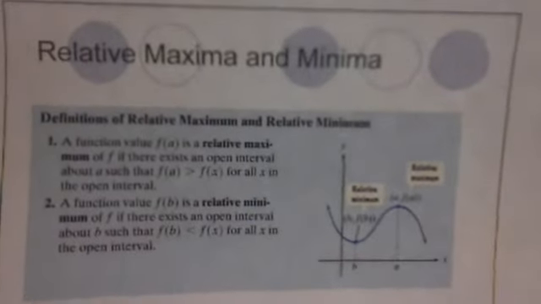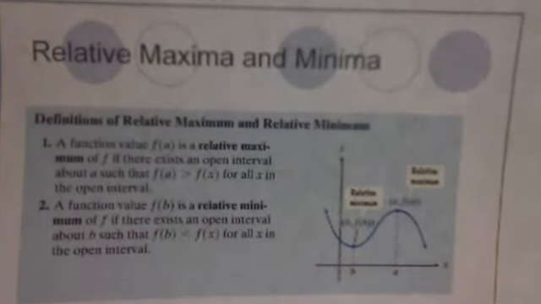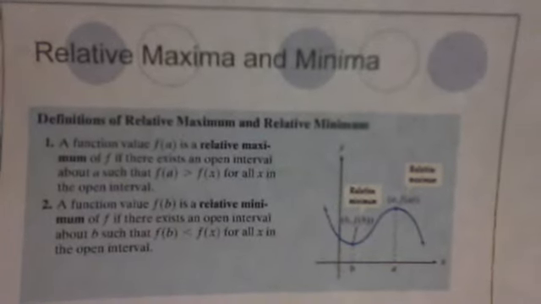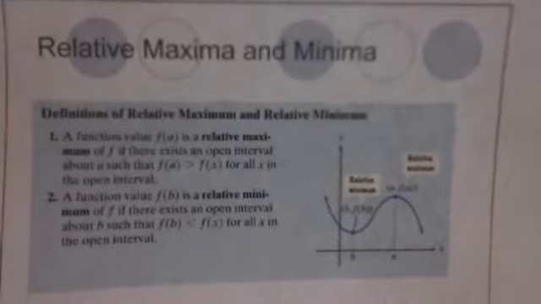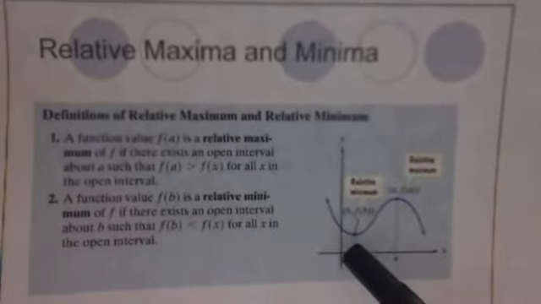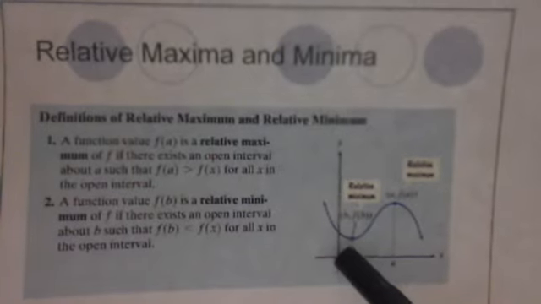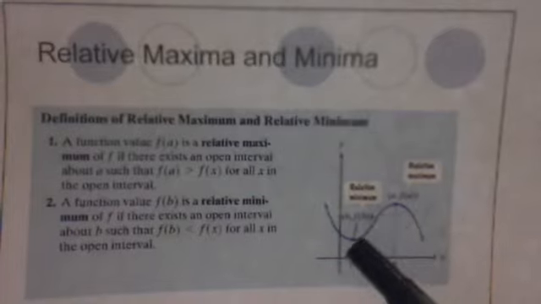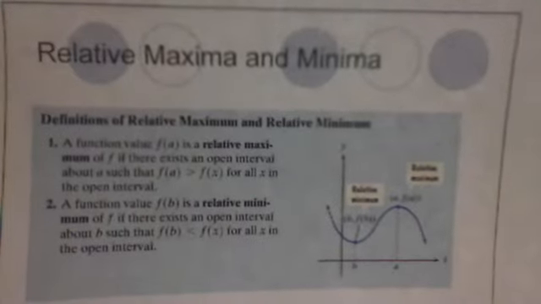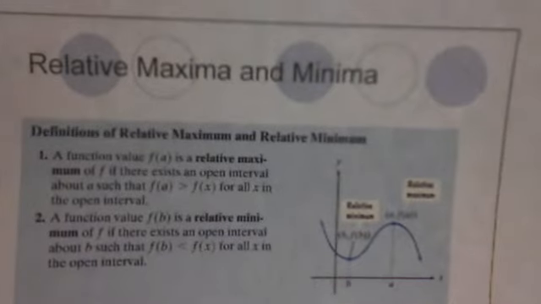And then the function value f of b is a relative minimum of f if there exists an open interval about b such that f of b is less than f of x for all the x in the open interval. That's the lowest point. So right here, this is the relative minimum, the lowest point on this graph before it starts increasing. So know the difference between relative maximum and relative minimum.